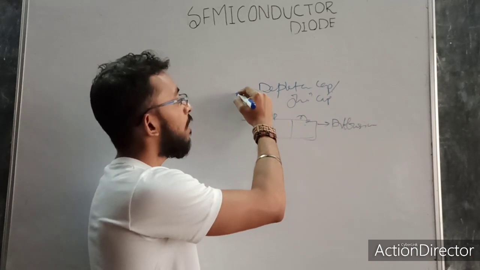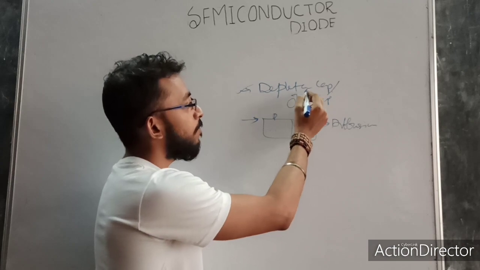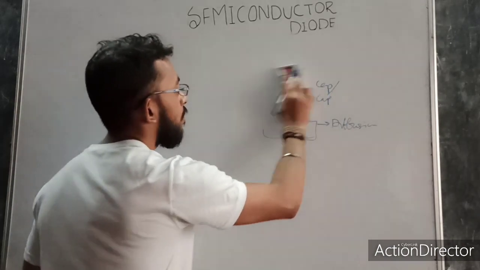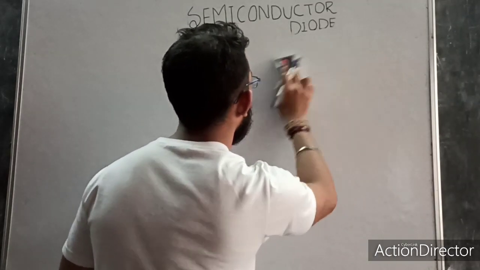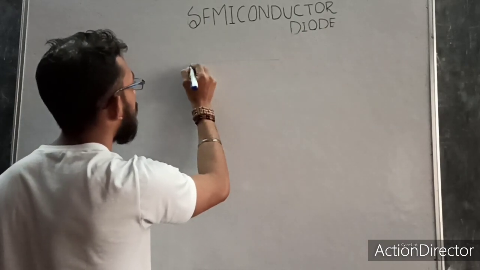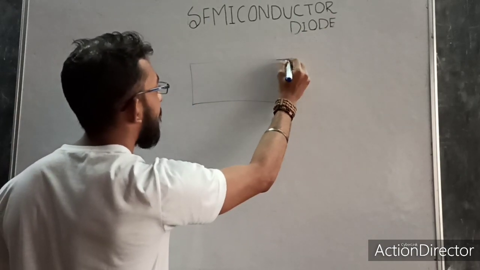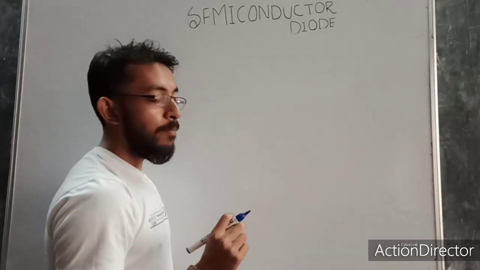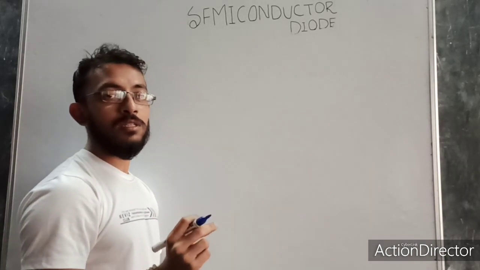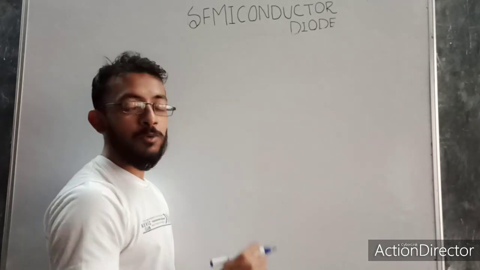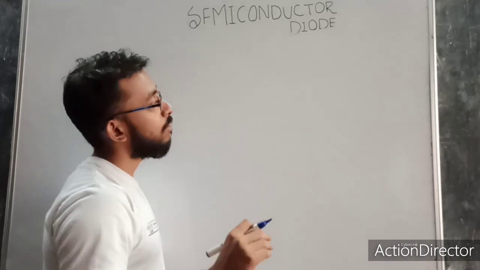So now we are going to learn this one. One is depletion capacitance and the second one is diffusion capacitance. The depletion capacitance is seen when a reverse bias voltage is applied, and the second one, the diffusion capacitance, is for the forward bias condition.